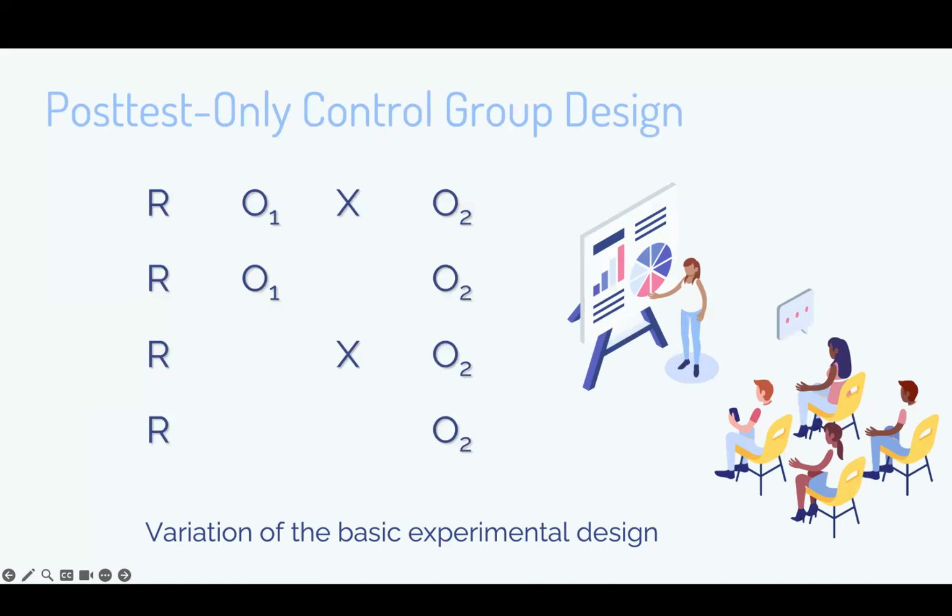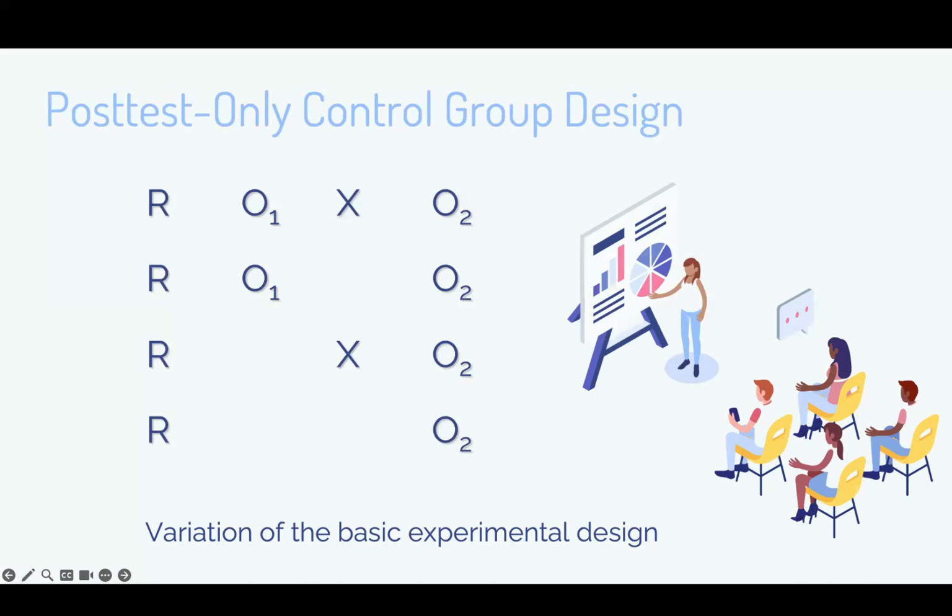And here R denotes random assignment, ensuring each participant is equally likely to be assigned to either group, and thus controlling for selection bias. O1, of course, representing a pretest, is included in the notation for clarity, but it's not administered in this design for the third and fourth row. So in this case, the baseline equivalence of the groups is assumed rather than measured. It's not measured without O1.